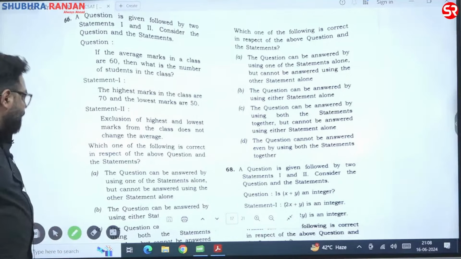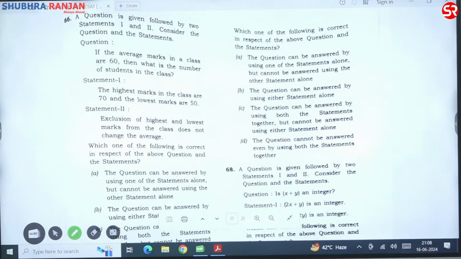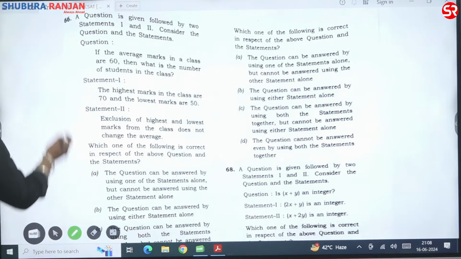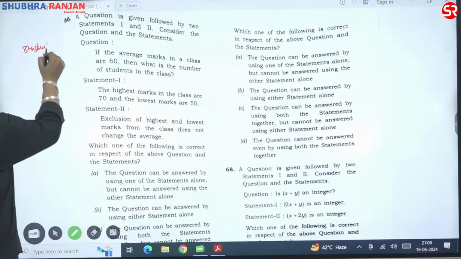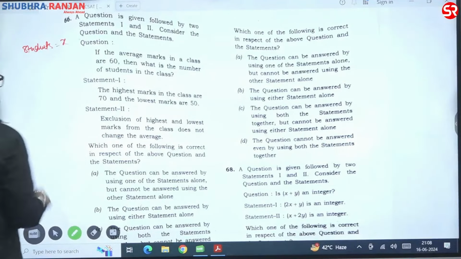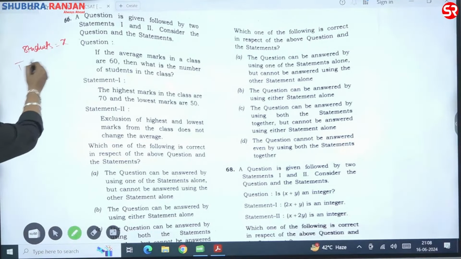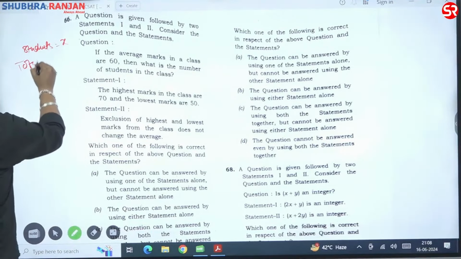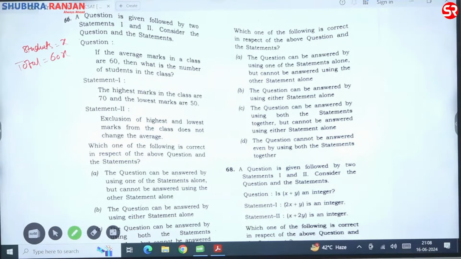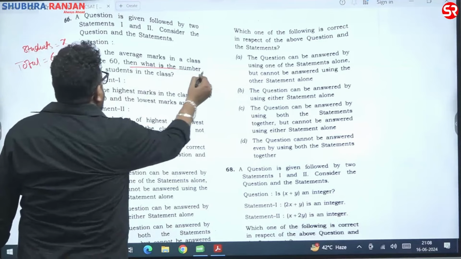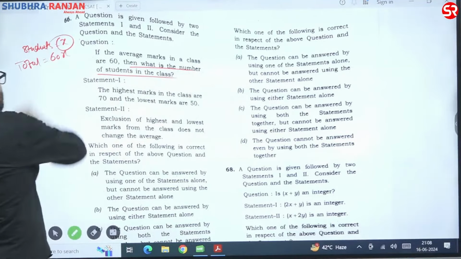66 again, let's see. He says the average marks of the class is 60, number of students of the class. So I say number of students is n. The average marks, so how much will the total marks be? Let's say x, total marks would be 60x. He says, what is the number of students in the class? So he's asking you the value of x.